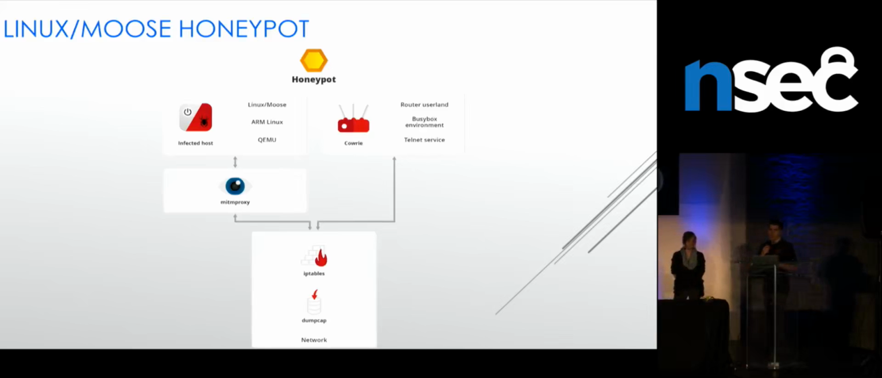On the right-hand side, you see that we used the Cowrie honeypot project, on which we mimicked a router userland with a BusyBox environment. This is exactly what the malware was expecting, so we mimicked what it wanted. We use iptables in front of that to redirect appropriate flows to the appropriate places, and we sniffed all of the traffic with tcpdump in front of it.